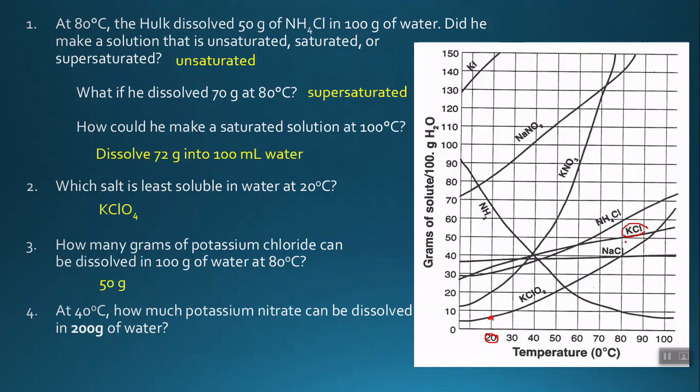At 40 degrees, how much potassium nitrate can be dissolved in 200 grams of water? So here's potassium nitrate. At 40 degrees, we can dissolve about 42 grams. But what do you notice about this question? This is asking about 200 grams of water, not 100 grams of water. So what did I do to the water? I doubled it, right? So what do you think I'm going to do to the solute that can be dissolved? I'm also going to double it. So if that's about 42 grams, then 42 times 2, we have about 84 grams.